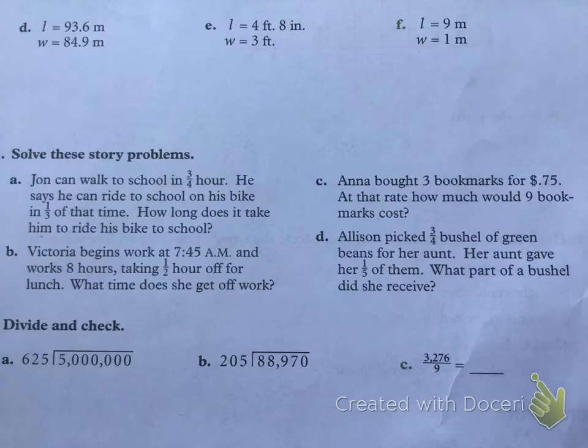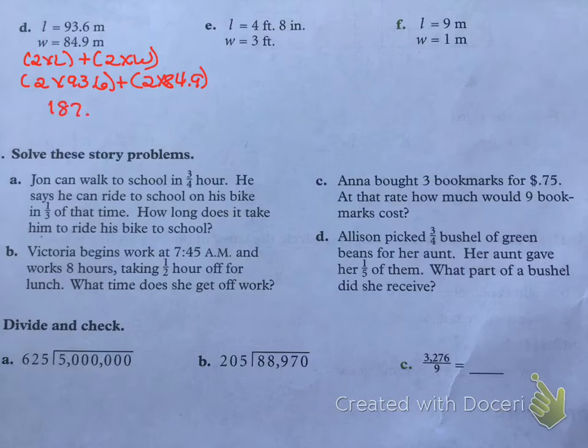All right, so let's solve these. 2 times the length plus 2 times the width. So 2 times 93.6 plus 2 times 84.9. All right, if you work those out, you're going to get 187.2. And then on your second one, you're going to get 169.8.